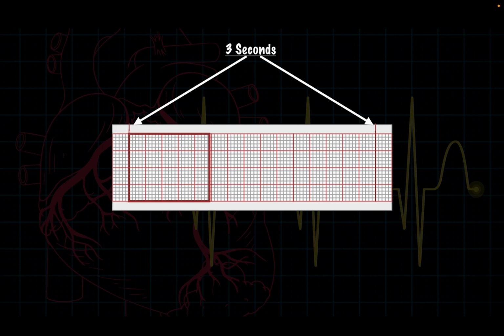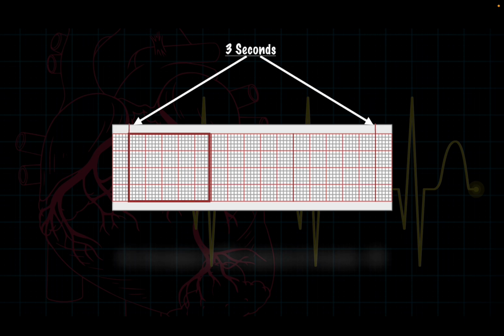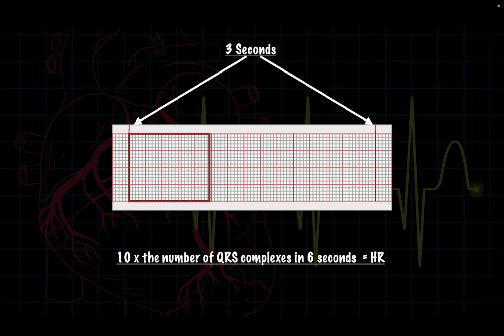So if we know that 5 blocks is 1 second, 15 blocks must be 3 seconds. And what we want to do is count up to 6 seconds. So we count the number of complexes in a 6-second strip and multiply that number times 10, and you get the heart rate. Now, like I said, there's other methods that are more accurate, but they take a little bit longer. This method is very quick, but you're obviously going to always end up with a number that's divisible by 10.